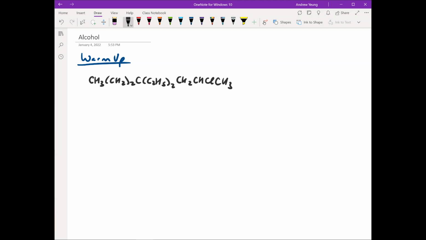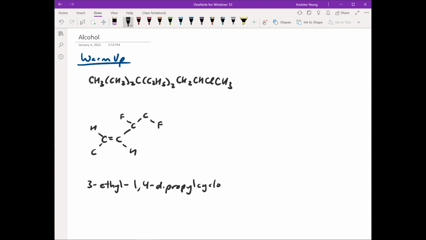Another molecule here. Let's go maybe an alkene. I'm going to plop some fluorines over here, some H's, all right? And I give you one the other way here. Let's try, say, 3-ethyl, 1,4-dipropyl, cyclohept-1-yne. Okay. As always, I encourage you just to pause the video, give the problems a try, and then when you're done, you can check your work with me here.